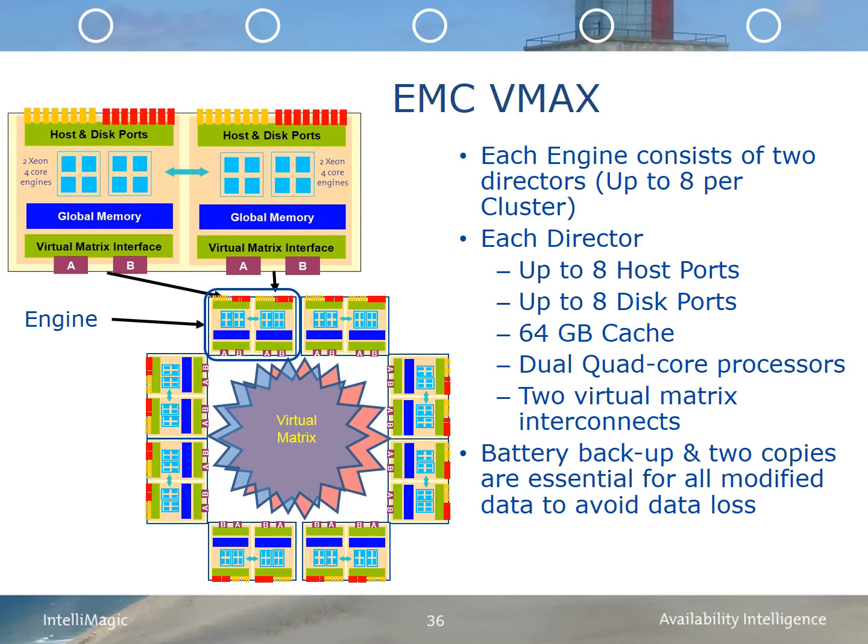The processing that happens to move the data in and out from the host and from the disk to cache happens via the cores on the processors as opposed to specialized ASICs. In case of failure of any component, there's 2 copies of the data kept, of all data, to prevent loss.